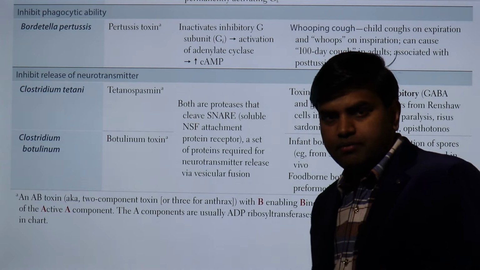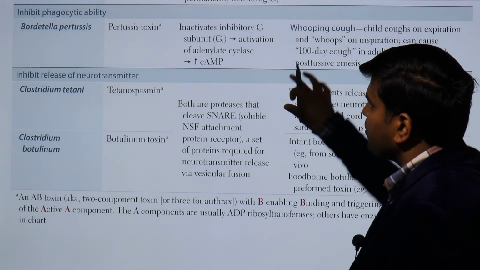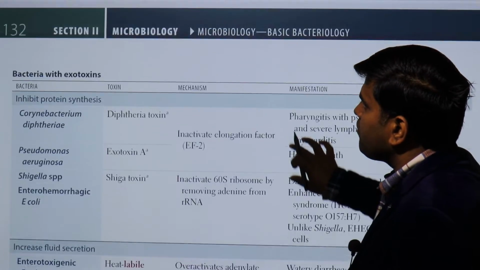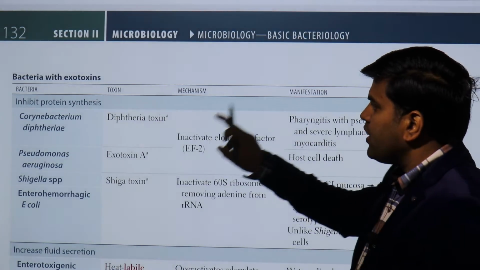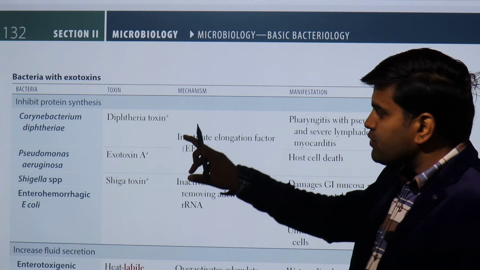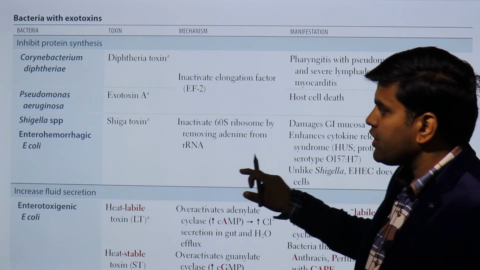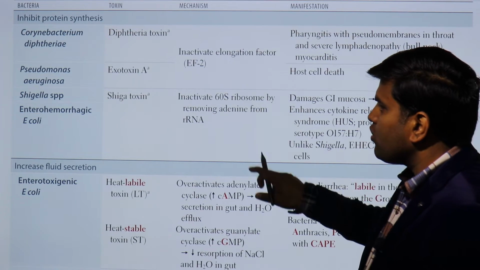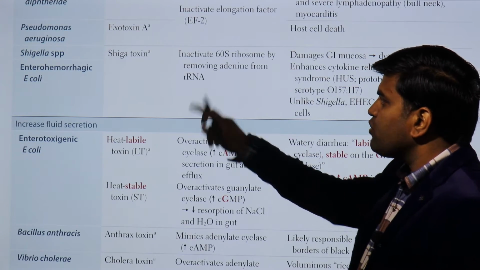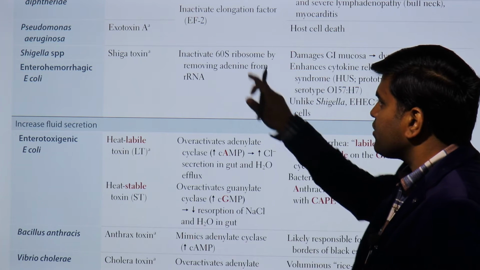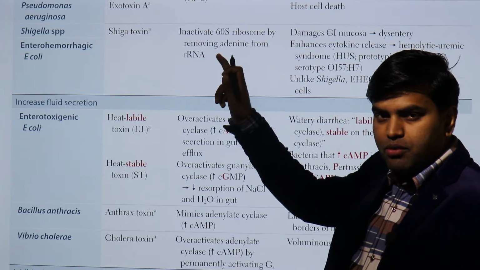Hello and welcome again. We were on bacterial exotoxins, on page 132 of USMLE Step 1 2021, and we were talking about the exotoxins that act by inhibiting protein synthesis. Among them were Corynebacterium diphtheriae and Pseudomonas aeruginosa, which inactivate elongation factor 2. Then there were Shigella species and enterohemorrhagic E. coli, causing Shiga toxin, inactivating the 60S ribosomal subunit and inhibiting protein synthesis.